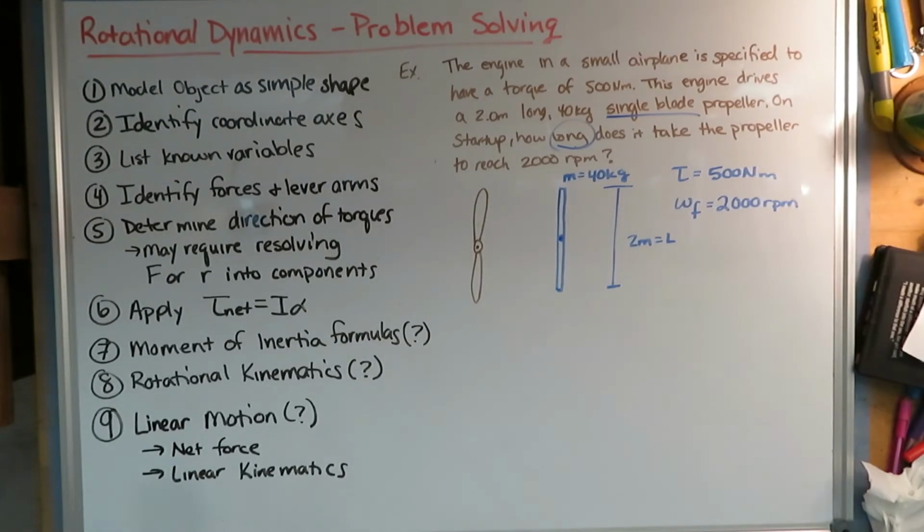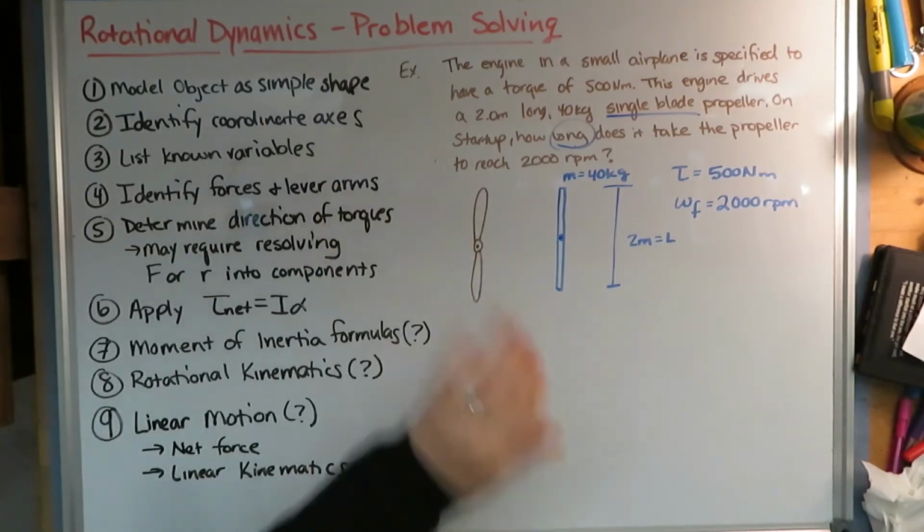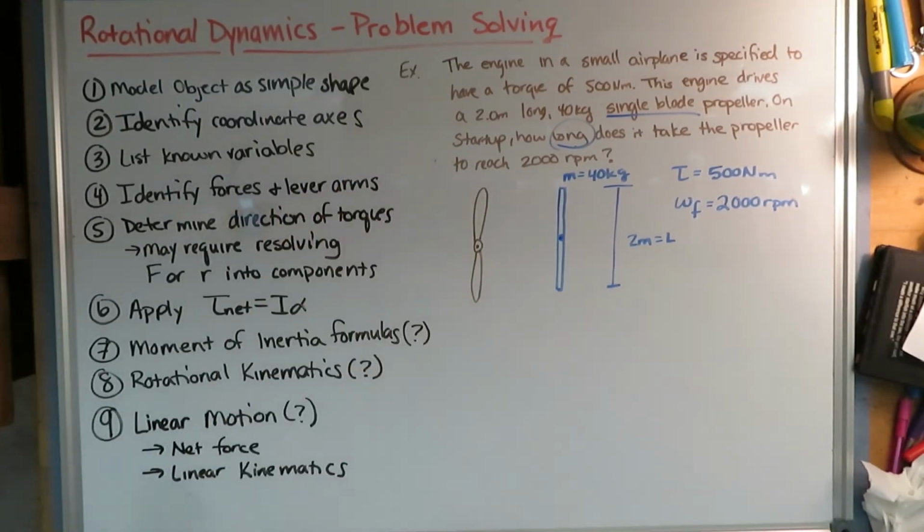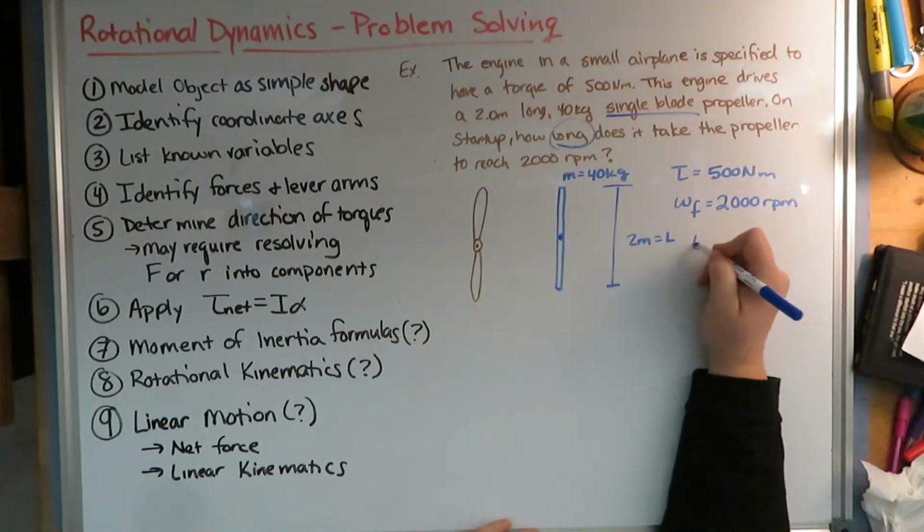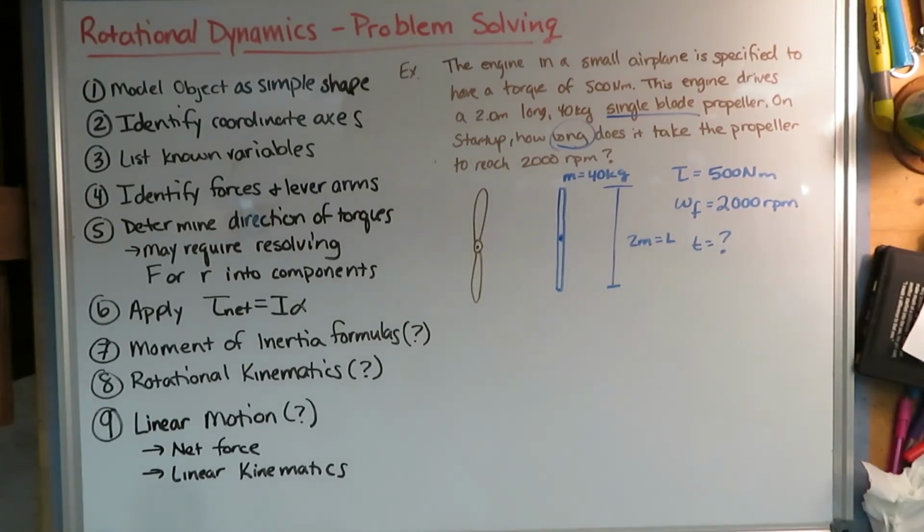So I've modeled the object as a simple shape. I've identified my coordinate axes. I've listed my known variables. I'm identifying what my unknown is. And then I want to identify any forces and lever arms. Well, actually, in this case, they don't really tell us anything about the forces.